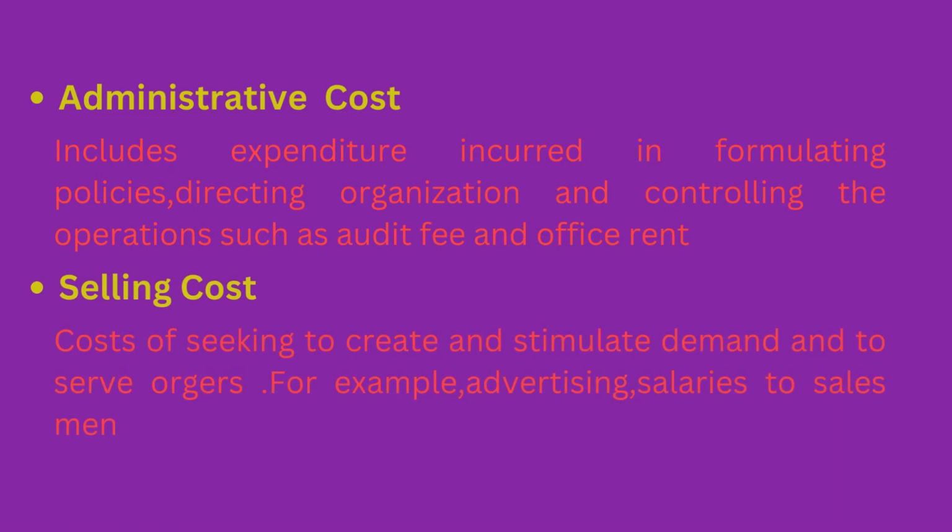The next type of costs in the class of functions is the administrative cost. As the name suggests, it's cost from the administration. This is the expenditure incurred in formulating policies, directing the organization, and controlling the operations. These costs may include the audit fee and office rent.